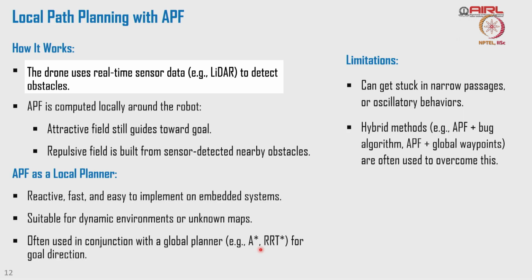Right? I am talking about a basic artificial potential field. There are hybrid methods. They combine artificial potential with bug algorithm, or they combine with a waypoint or radial field. They bring in all this to overcome these local minima.